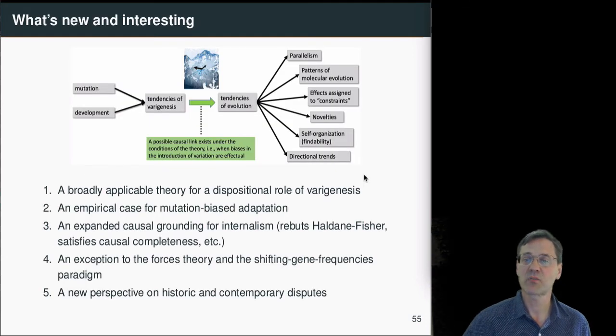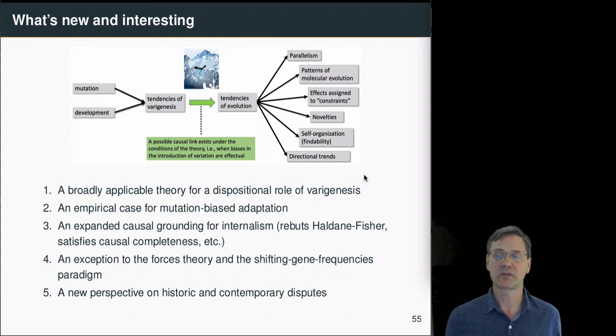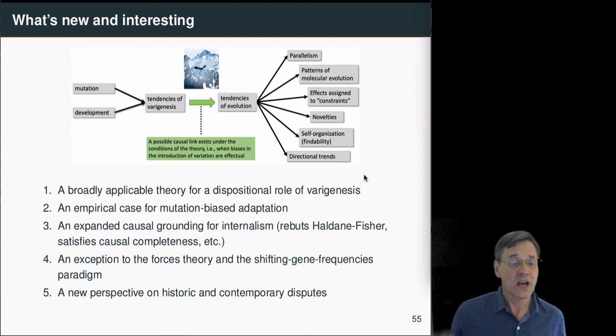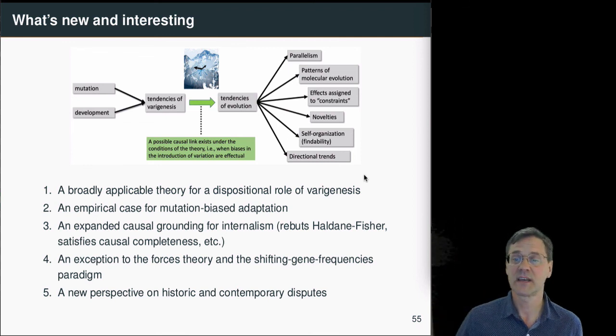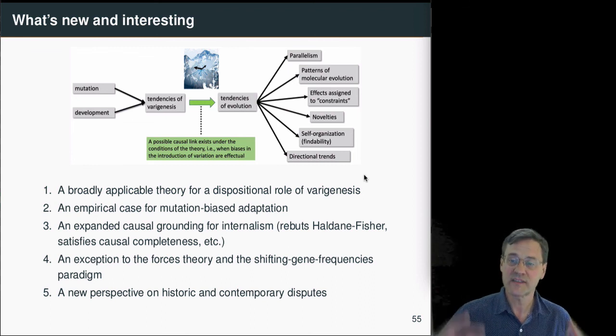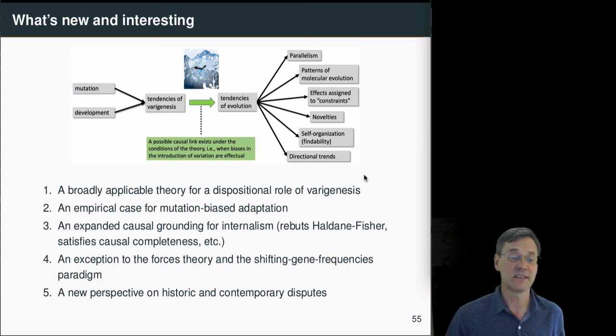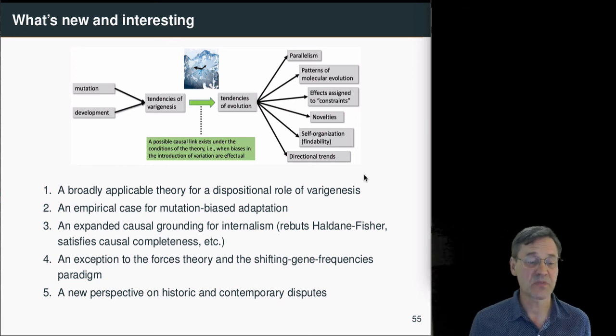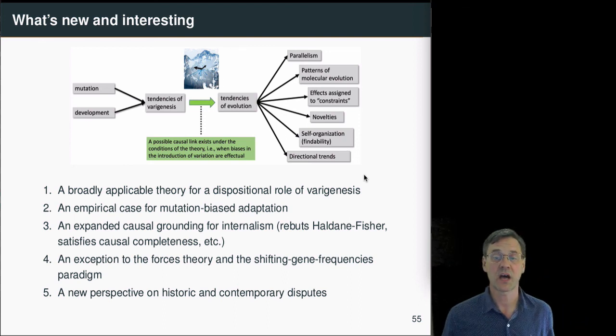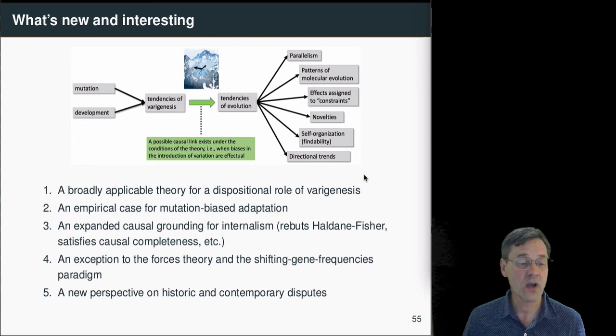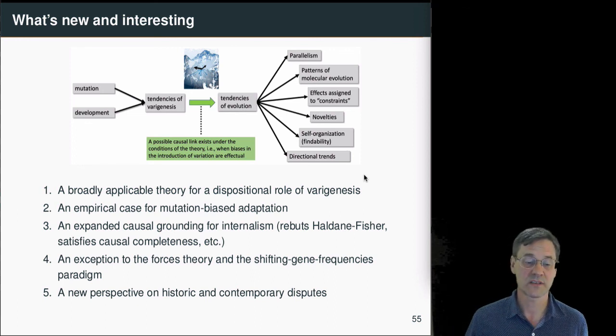All right, to summarize, I've described a new and, I think, widely applicable theory for a dispositional role of mutagenesis or varigenesis. Because we can make an empirical argument for its importance, it allows us to argue that this is a known mechanism, and we can use it to specify a causal grounding for internalism that did not exist previously, that's quite broad, and that allows us to rebut classic objections. This theory represents an exception to the forces theory and to the shifting gene frequencies paradigm. And these exceptions and this new causal grounding, together, provide a new perspective on historic and contemporary debates. So thank you very much for listening.